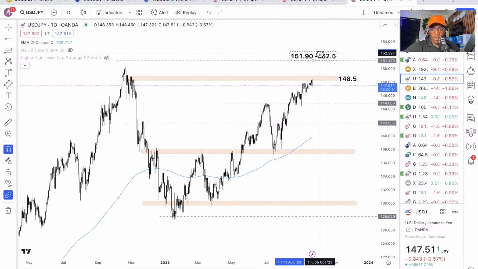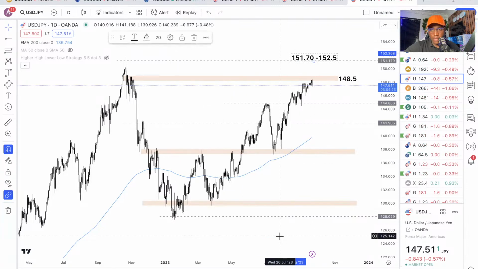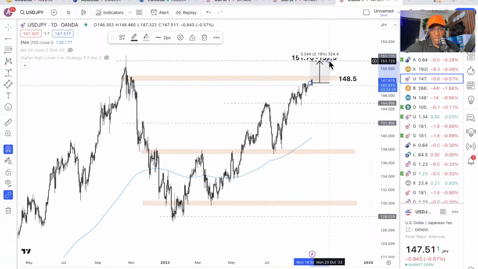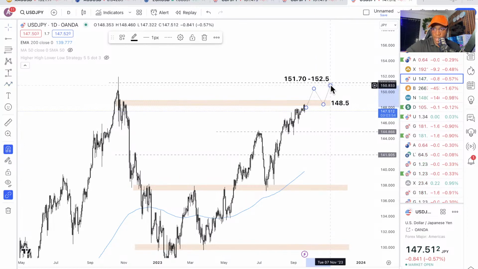So we'll be focusing on 151.17, and that would be about 300 pips. Yeah, so if you want to take advantage of that, we want to see the dollar yen trade above 148.5, and then we can start to look for more buying opportunities to the top side. Because if we successfully break above this point and get a nice retest, then we start to look for buying opportunities to the top side. That's what we want to look for on the dollar yen.